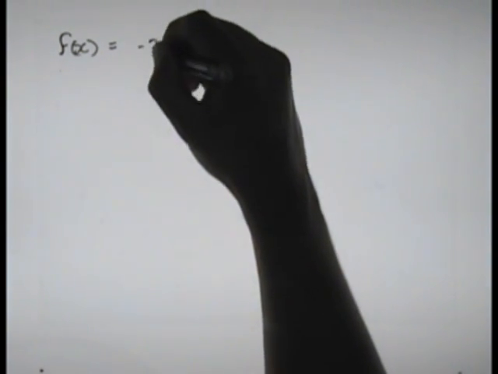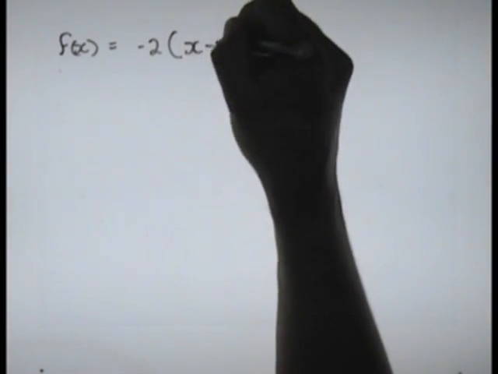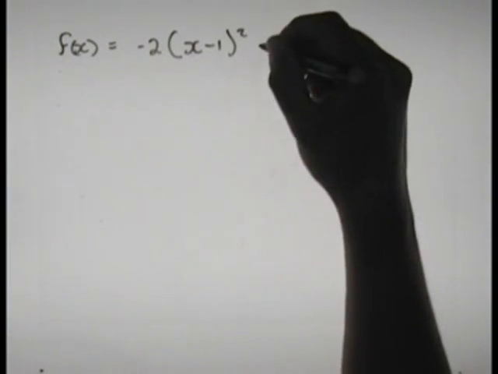The second one I gave you to do read f of x is equal to negative 2 times (x minus 1) squared plus 8.